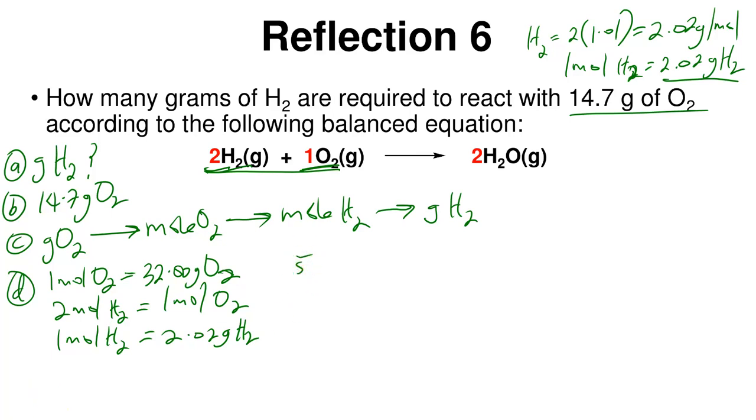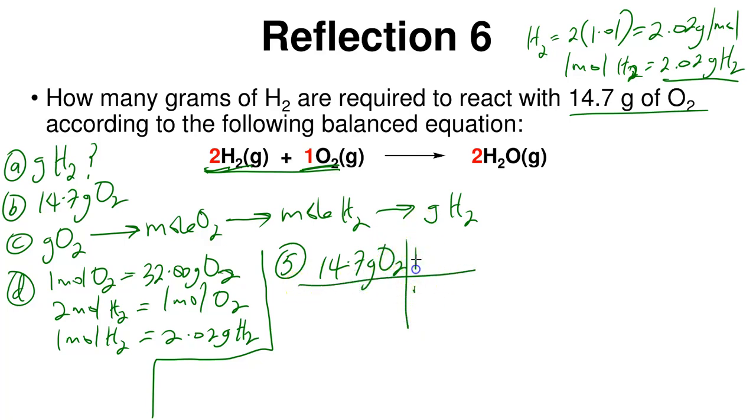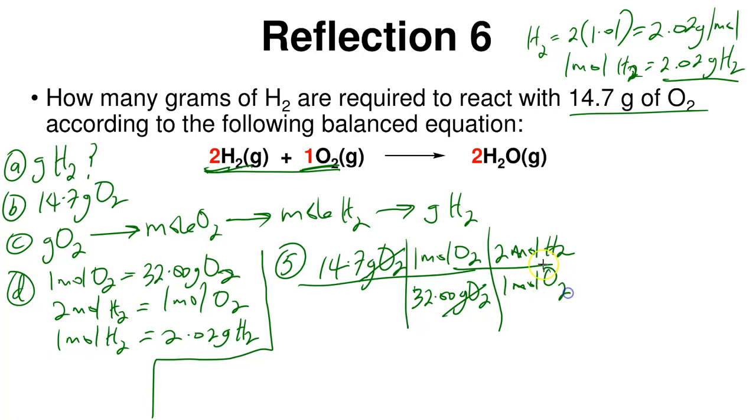Let me give a space here, and create a boundary. So the fifth one, let's try to solve. We start with what we're given: 14.7 grams of oxygen. We convert it to moles of oxygen. So it's going to be 1 mole of oxygen over 32.00 grams of oxygen. The next step, this will cancel. We now use the mole ratio. What's the mole ratio between these? 1 mole to 2 moles, to 1. So it's going to be 2 moles of hydrogen over 1 mole of oxygen.